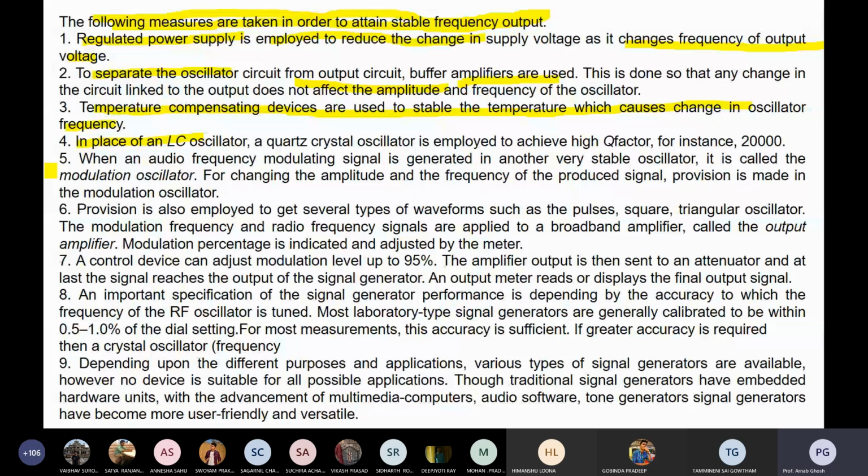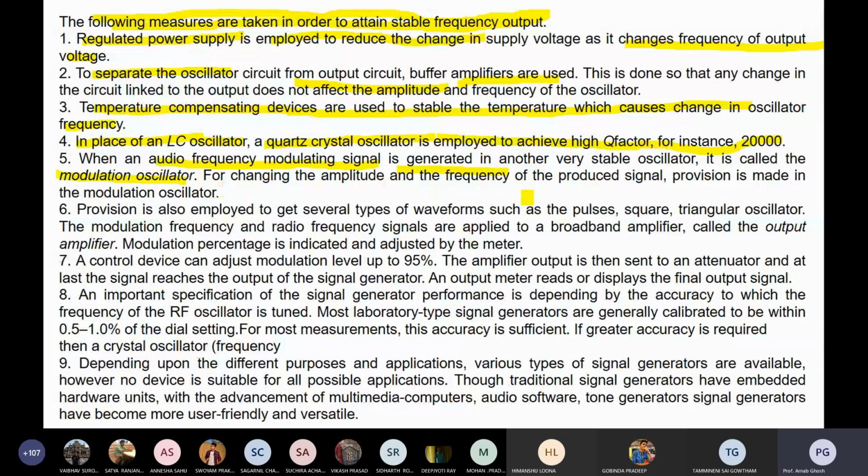In an LC oscillator, a quartz crystal oscillator is required, which will provide you the accurate clock pulse. The oscillation is employed to achieve a high Q factor, for instance 20,000. When an audio frequency is the modulating signal, another very stable oscillator is used, called the modulation oscillator, for changing the amplitude and the frequency or producing the signal that will be used.